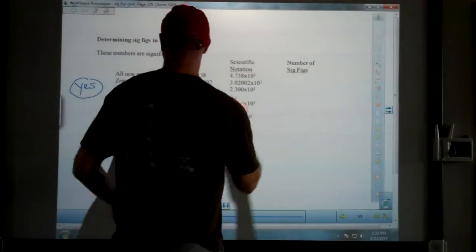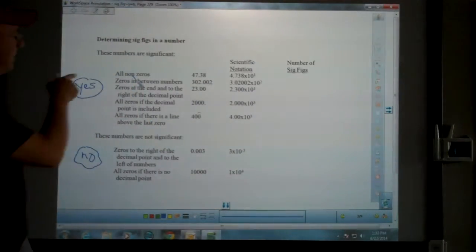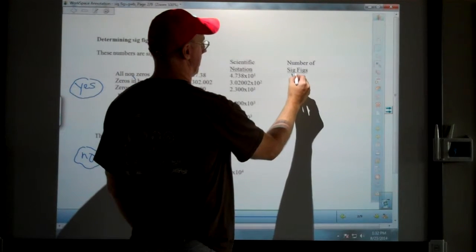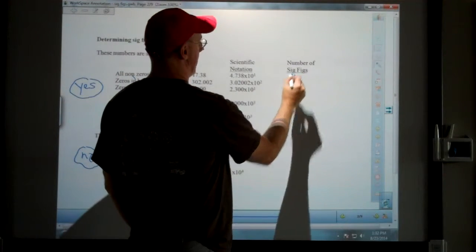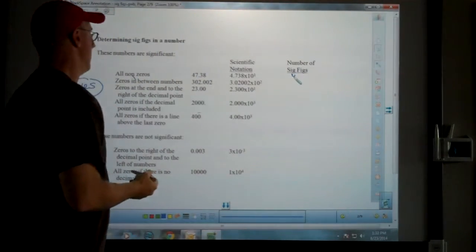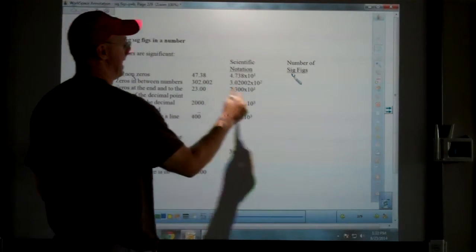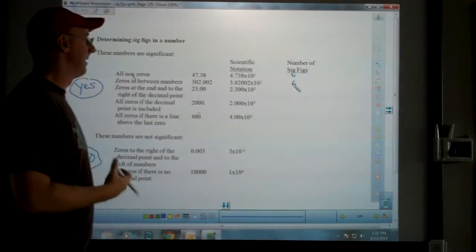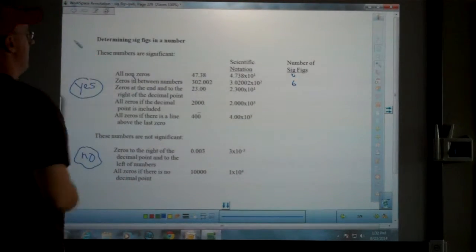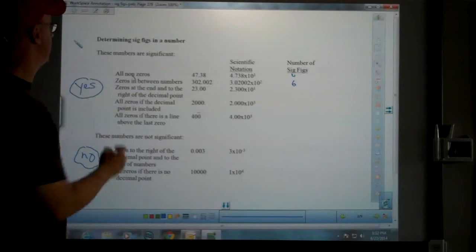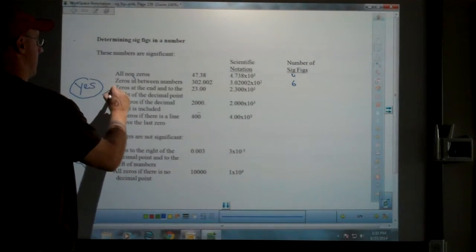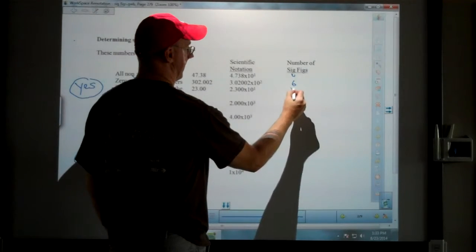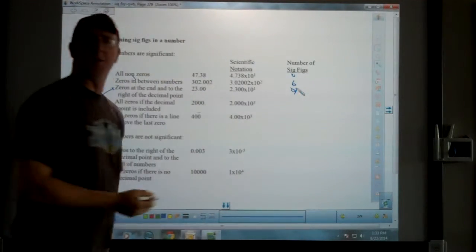So this has 4. The new boards actually get right with your finger, so I've got to be careful touching the board. This is where I was having problems the other day, putting these numbers in here. So this has 4. Zeros in between numbers are significant, so that has 6. Not too bad there, but I was having some problems there. Zeros, this one kind of messes people up a little bit too. 23.00, so those zeros at the end and to the right are significant. And that kind of screws people up a little bit.